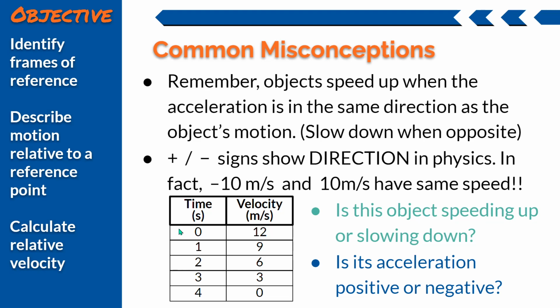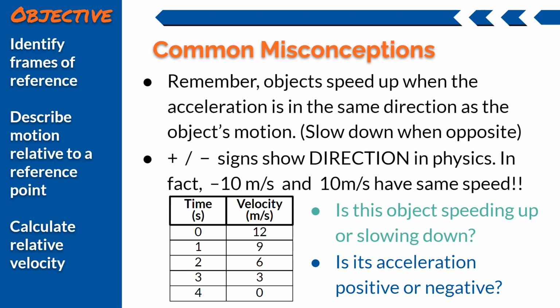So here's another set of example data. This time my object started out at 12 meters per second and then it goes 9, 6, 3, 0. Is this object speeding up or slowing down? Slowing down. It's going from 12 to 0. It's slowing down because 0 is stopped. What is my acceleration this time? Negative 3. Okay, so this object is moving forward, slowing down, and has a negative acceleration.